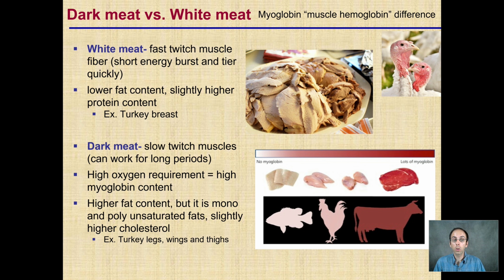Dark meat is slower twitch muscle. They have long periods of activity. They have high oxygen content and high myoglobin content, and also higher fat content. But its fats are mono and polyunsaturated, though slightly higher in cholesterol, and those will be found in your turkey legs, wings, and thighs. So if you're having Thanksgiving dinner and you like white meat versus dark meat, this is a great example of exactly why there's different meat within the same animal, in this case turkey, because they serve different purposes.